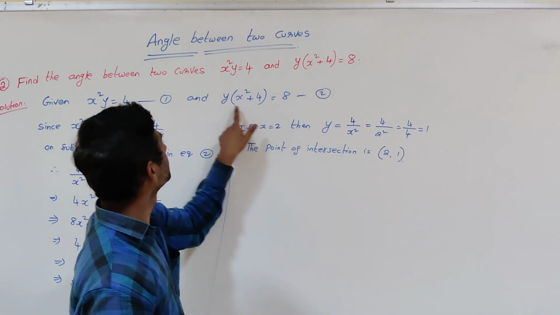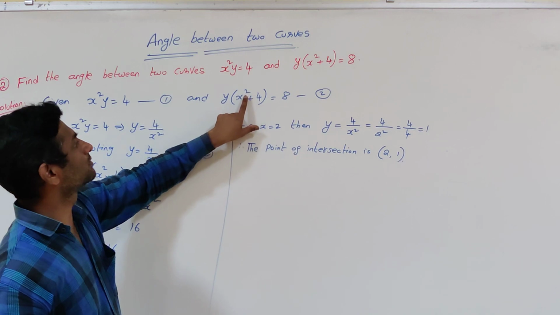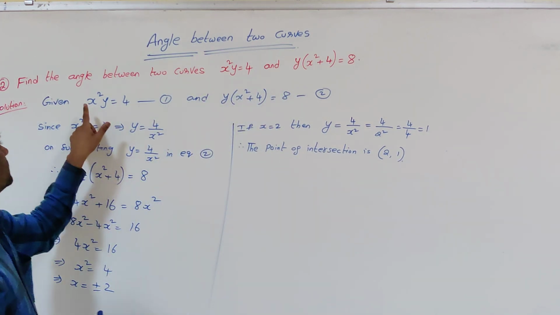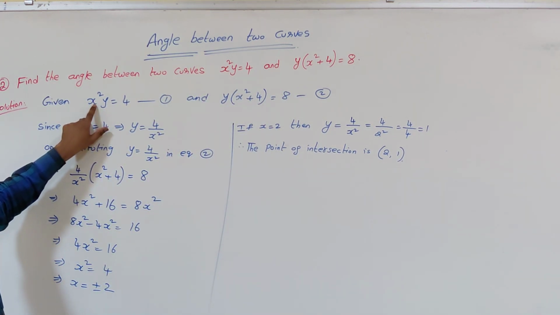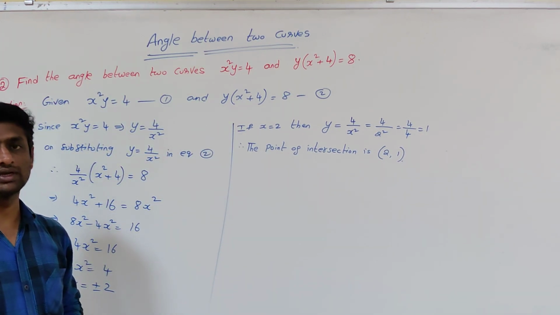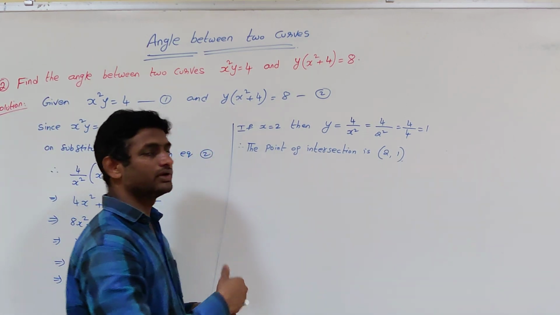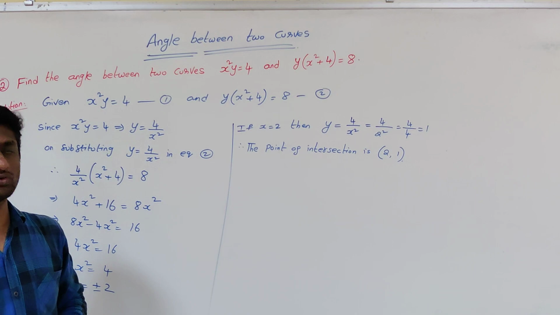So 2 comma 1, y is 1, x is 2. 2 square means 4 plus 4, 8. And substitute here, 2 square is 4, 4 into 1 is 4. So 2 comma 1 is getting satisfied. Now we have to find out the slopes of the curves at 2 comma 1, and we have to find out what is the angle between two curves.